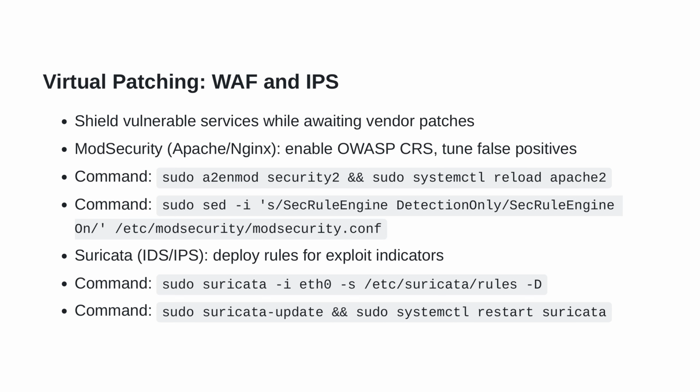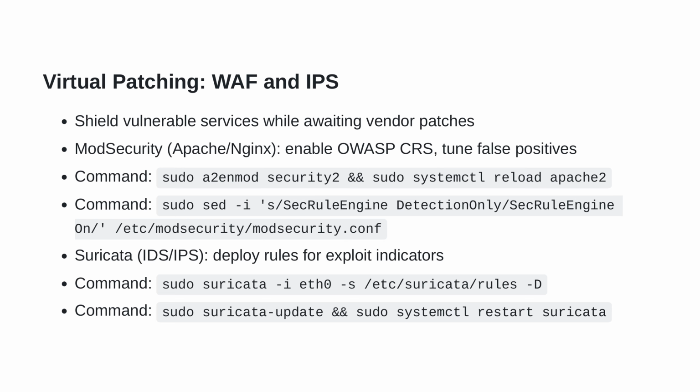Enable the module and reload Apache with sudo a2enmod security2 and sudo systemctl reload apache2. After you've tuned, flip the engine from detection only to on: sudo sed -i 's/SecRuleEngine DetectionOnly/SecRuleEngine On/' /etc/modsecurity/modsecurity.conf. Watch your audit logs and add targeted exceptions for known good traffic to keep noise down.